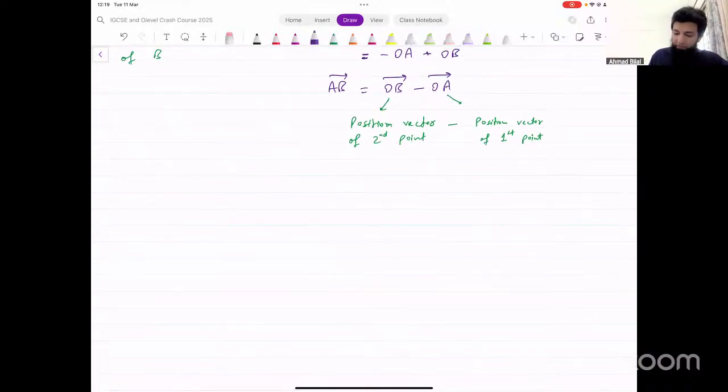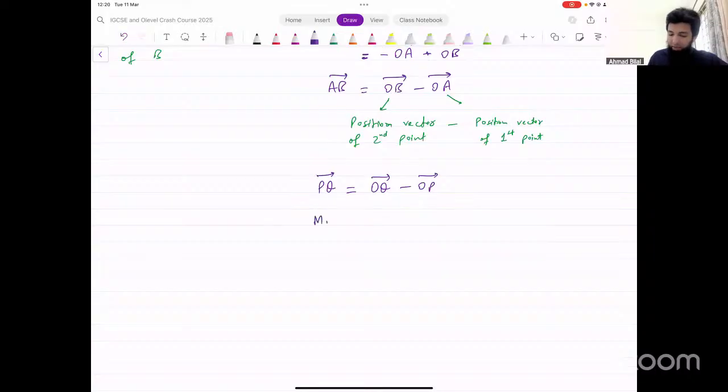Whenever you have a vector, let's say PQ, or any vector, and you want to write that vector in terms of the position vectors of P and Q, that's OP and OQ, how can you write that? It will be the position vector of the second point minus the position vector of the first point. Okay, that's what you need to remember. It's not OP minus OQ, it's OQ minus OP.